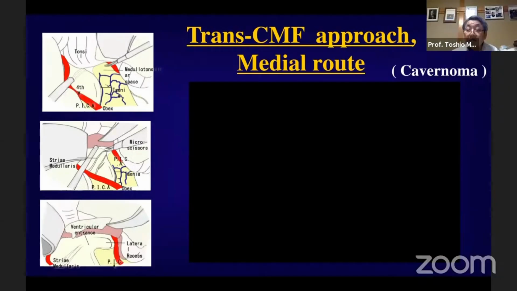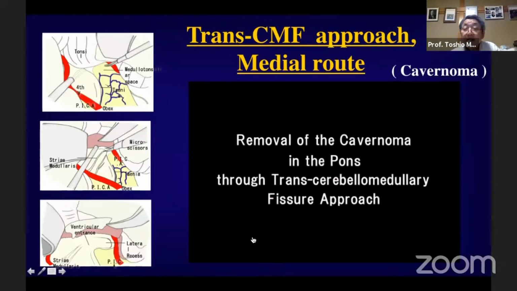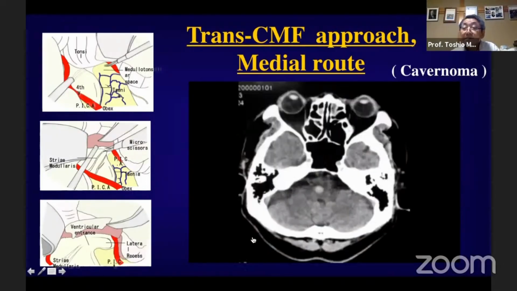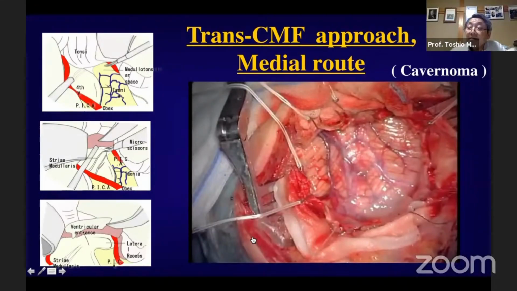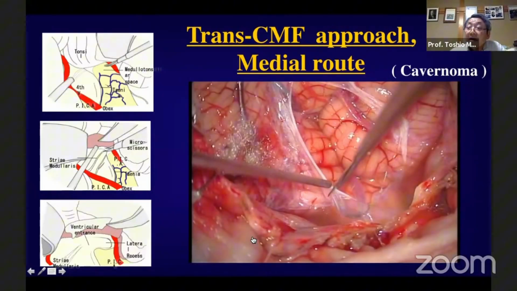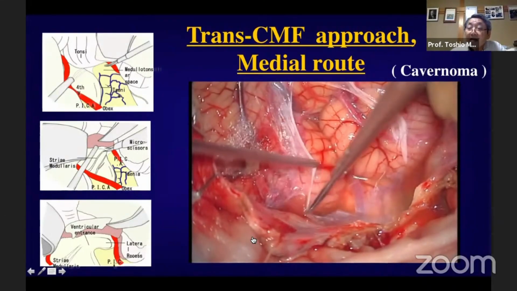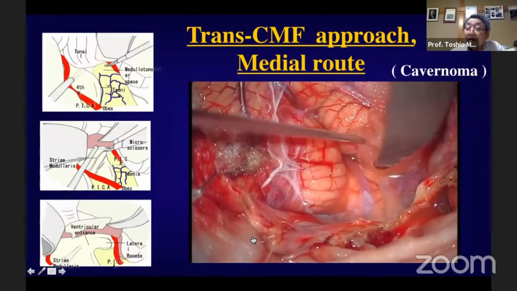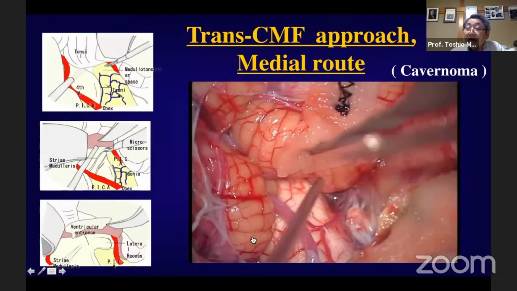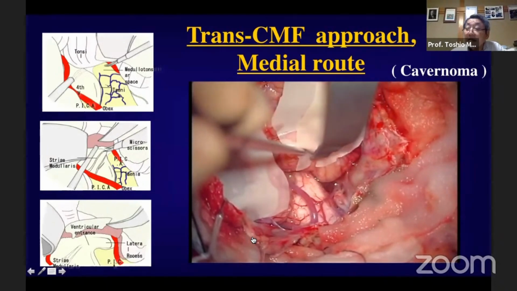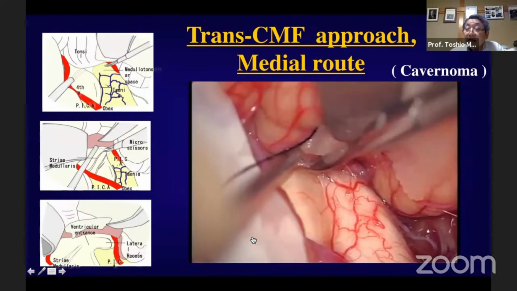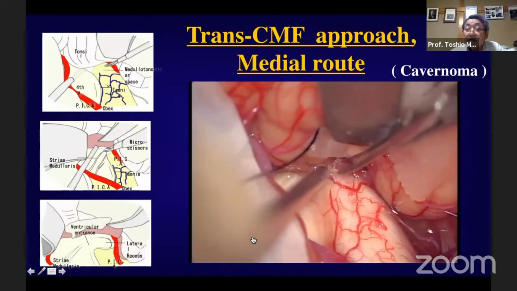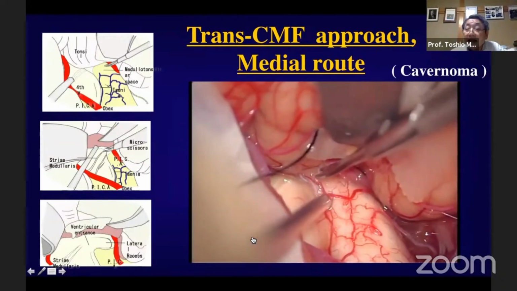I'll show you how to open the fissure using the video. The case is a cavernoma in the pons. CT scan shows the hemorrhage in the pons. Wide suboccipital craniotomy was done. Bilateral tonsils and the left PICA are seen. The right tonsil is being lifted up and the right cerebellomedullary fissure is being opened. Now, we can see the interior of the fourth ventricle, foramen of Magendie, and the tela choroidea.